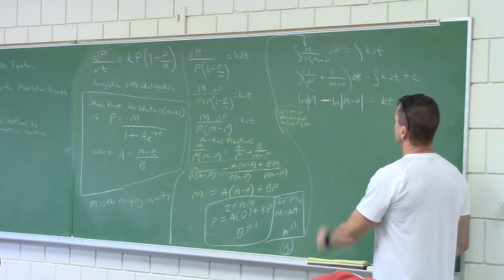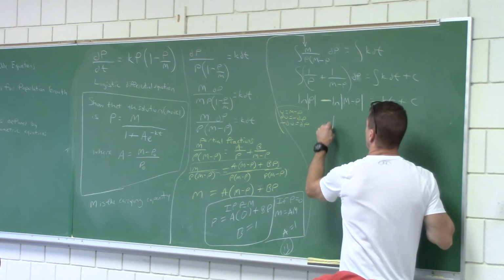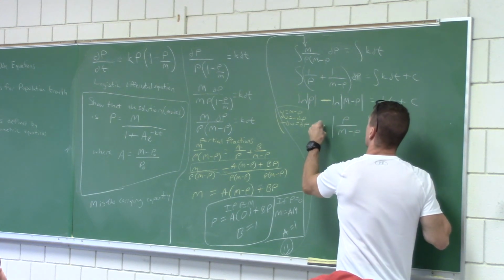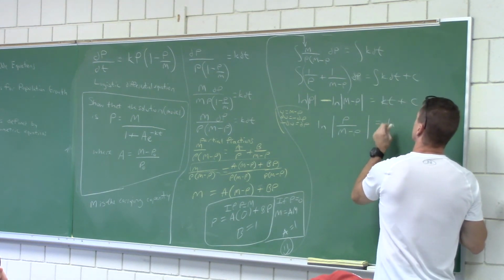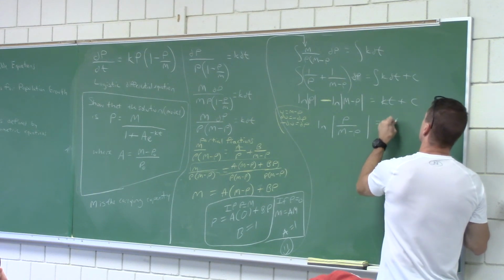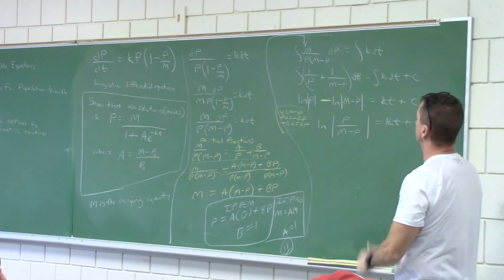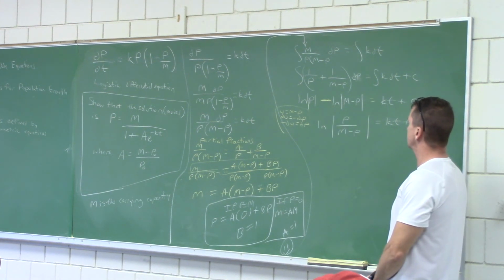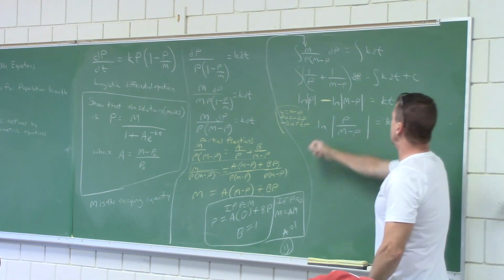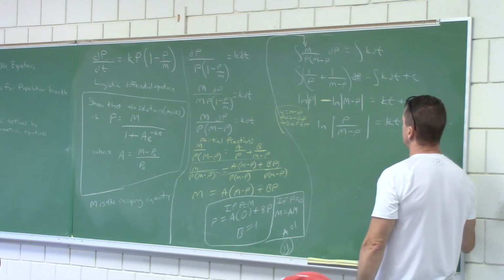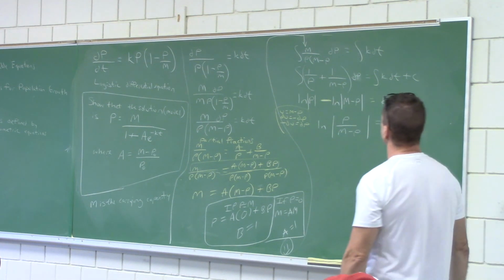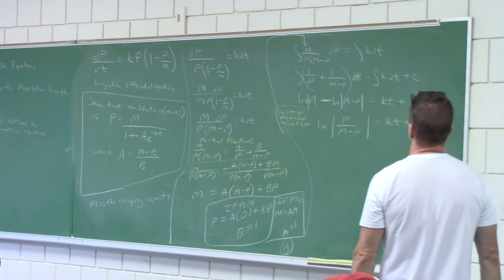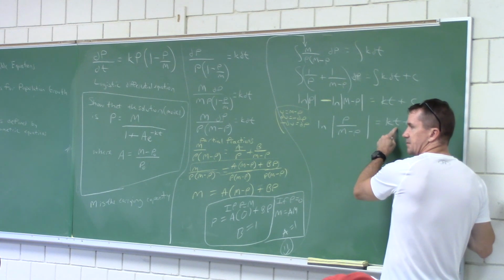How do you write this? Ln of P over M minus P, with the natural log. Excellent. By log properties, I can do that. So now, if I e this and I e this, what do I get? E to this, what's this? E to kt plus c?